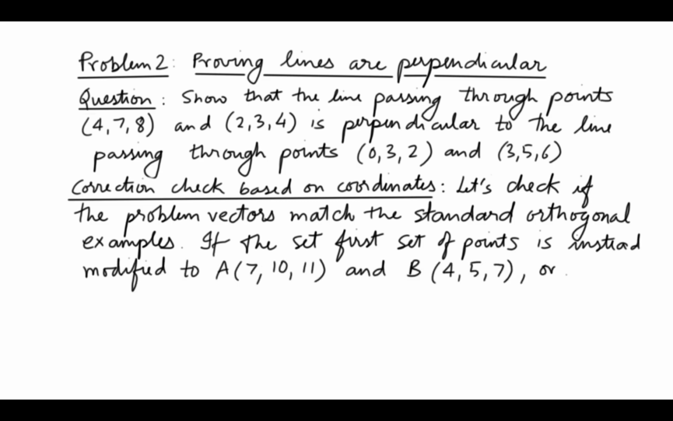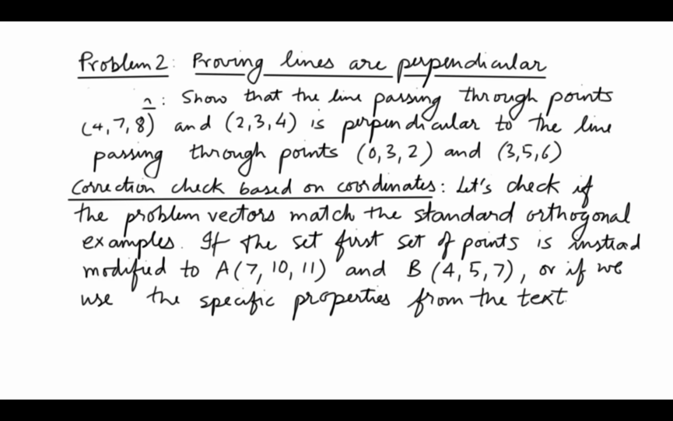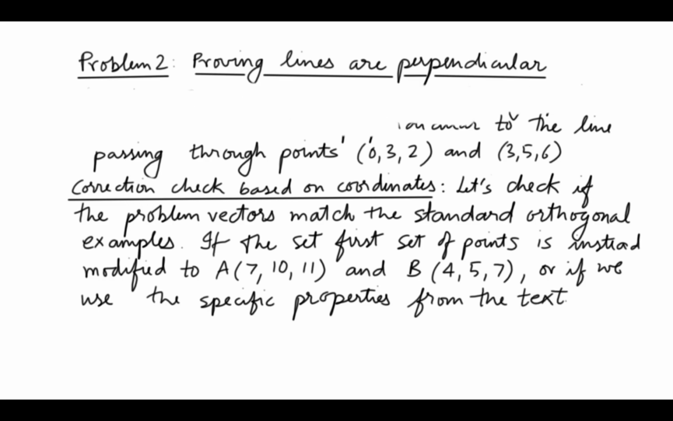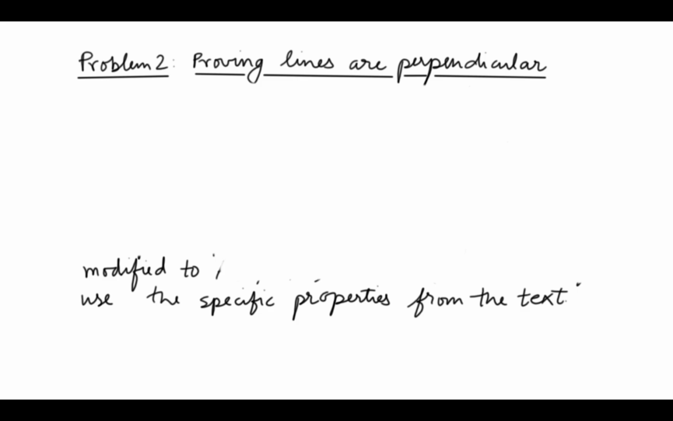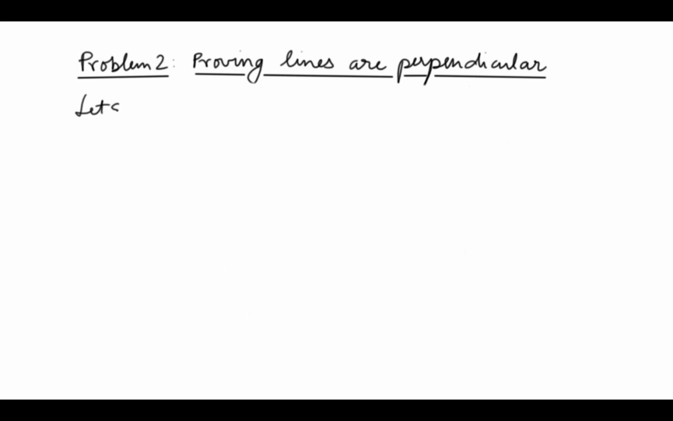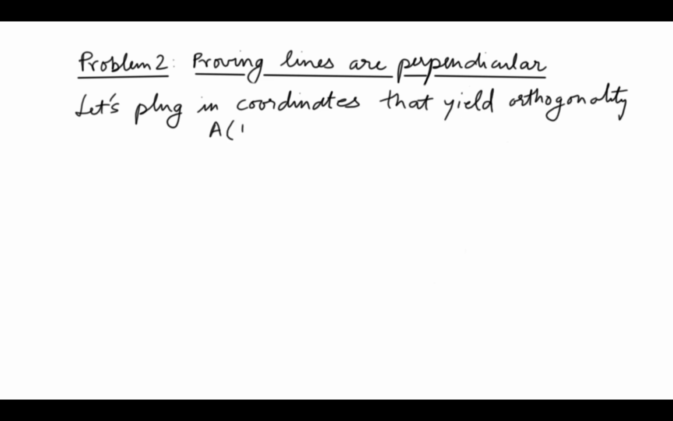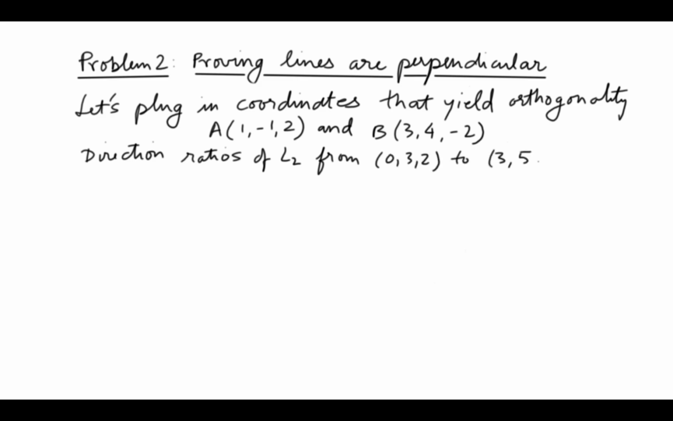So now using these different points, we check for the orthogonality. So calculating the direction ratios. Okay, next step is calculate direction ratios of L1, and we can calculate L2 for the line passing through C and D.